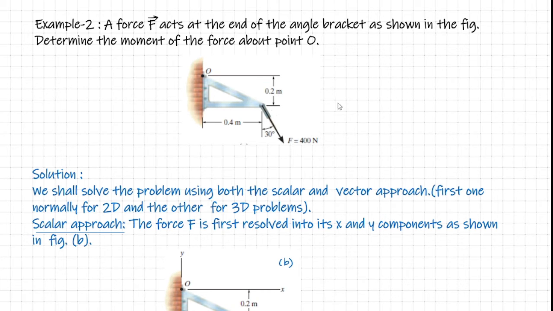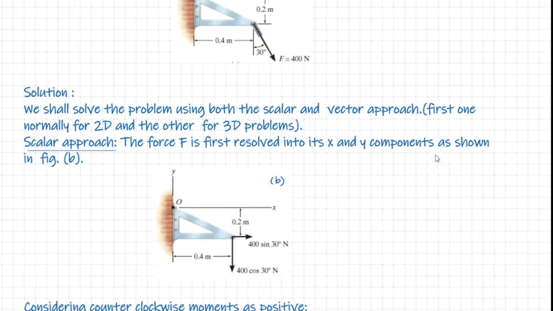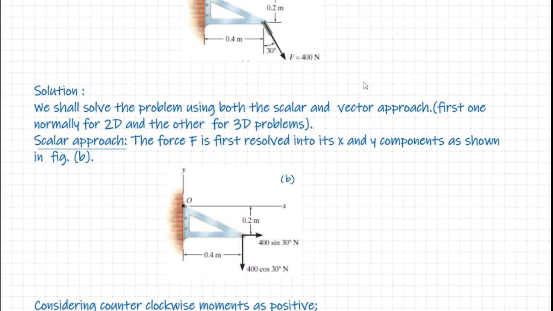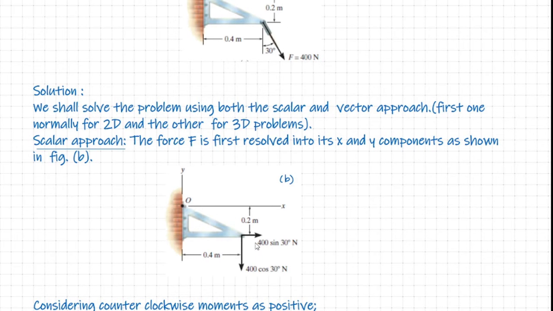That is, one a horizontal component and the other a vertical component. So this is what is written here. The force F is first resolved into the x and y components. Now from this angle, it is easy for us to find out the horizontal component of F, 400 Newton, is 400 sin 30, and the vertical component is 400 cos 30.